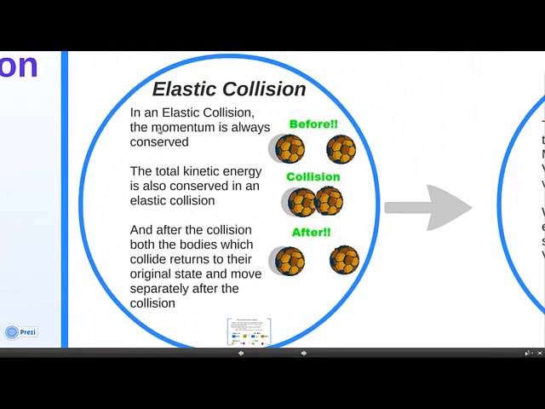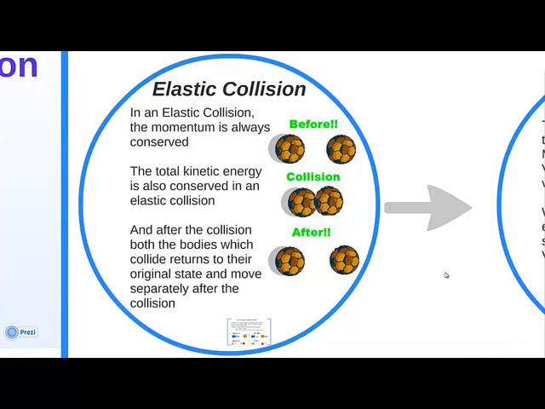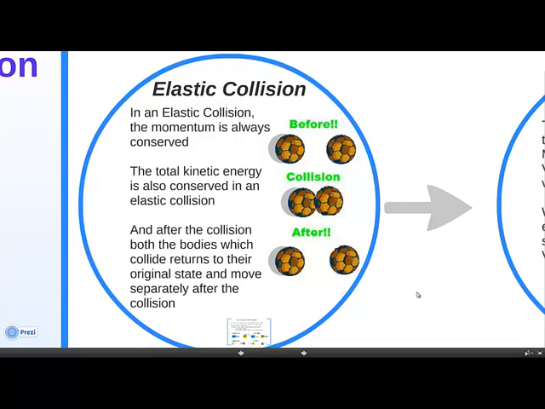Elastic collision. In an elastic collision, the momentum is always conserved. The total kinetic energy is also always conserved. And after the collision, both the bodies which collide return to the original state and move separately. As you can see in the image here, two balls run into each other. They hit each other, and after the collision, they move away from each other.